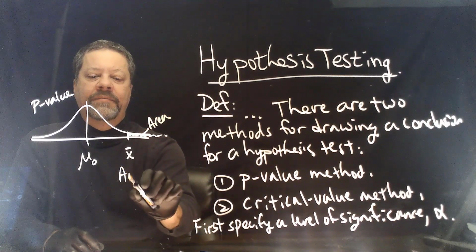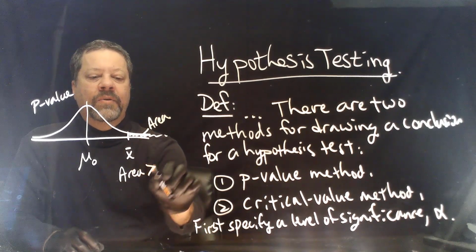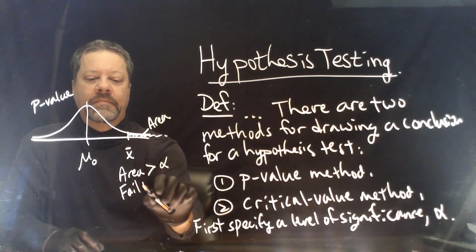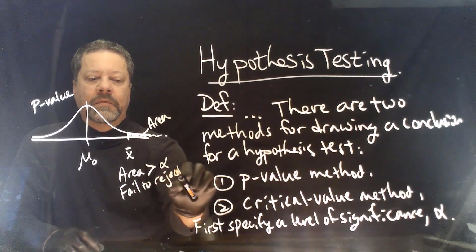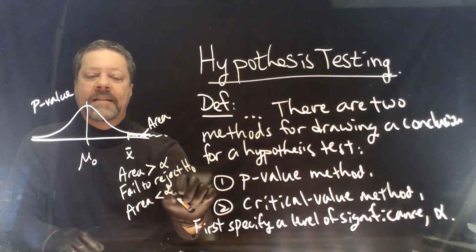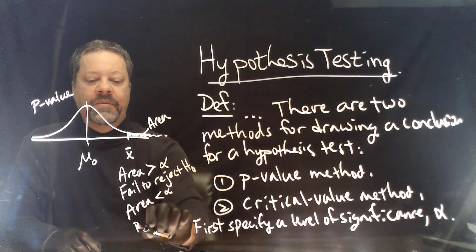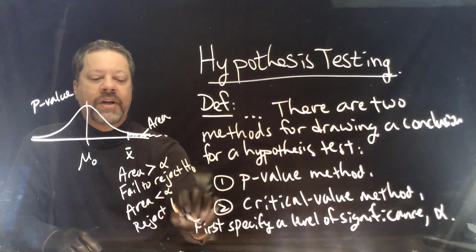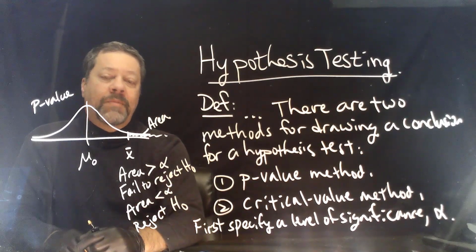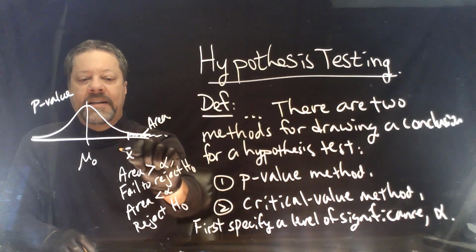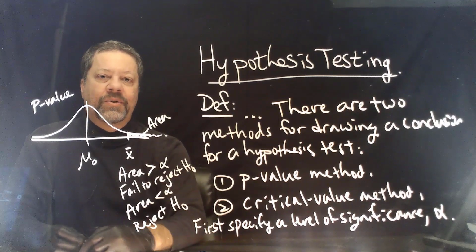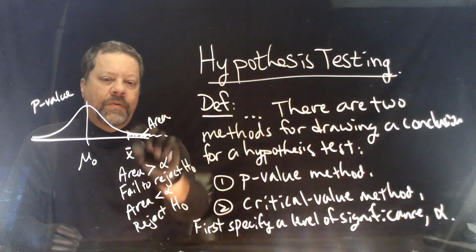If that area is greater than alpha, then you fail to reject the null hypothesis. If the area is less than your level of significance, then you reject the null hypothesis. That area represents the probability of getting the statistic that you found, or further, if the null hypothesis is true. This is for a one-tailed test.